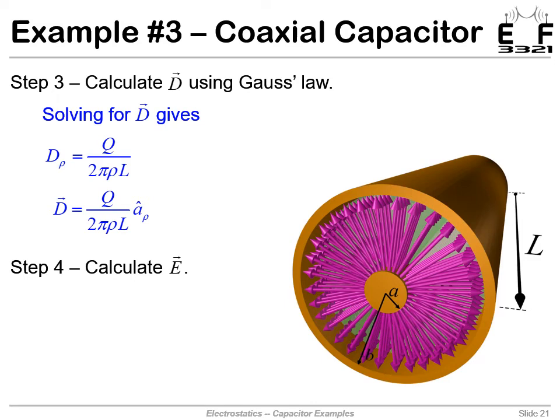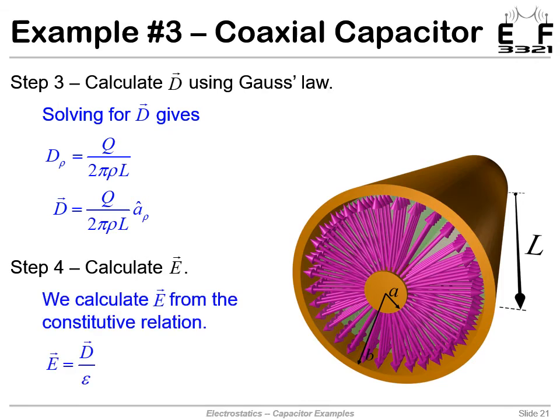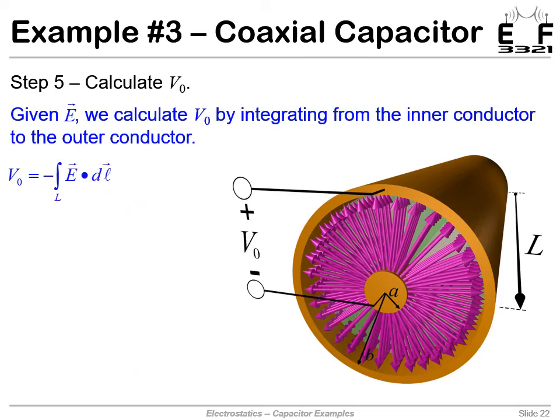On step 4, we need to calculate the electric field intensity. Well, we've really already done the hard work. We just divide the electric flux by the permittivity, and we have our expression for the electric field intensity. So divide by epsilon, and we have our expression. So what's next? Well, we know the electric field intensity now. It looks the same as the flux, just scaled by the permittivity, but it's still in the rho direction.